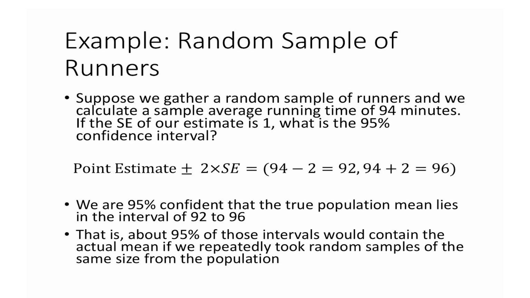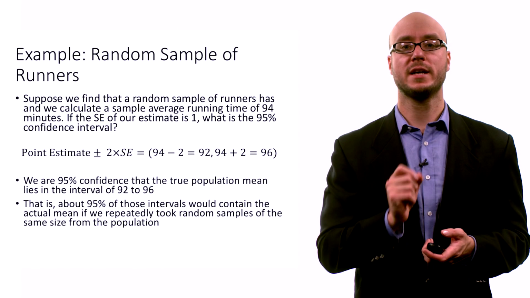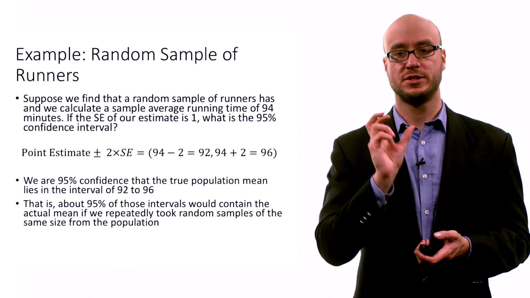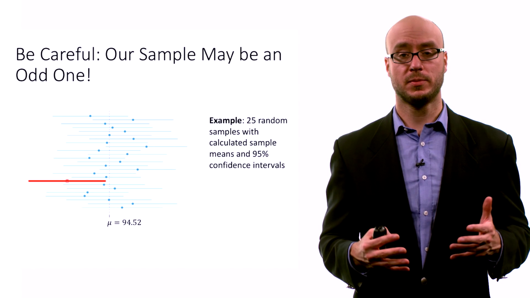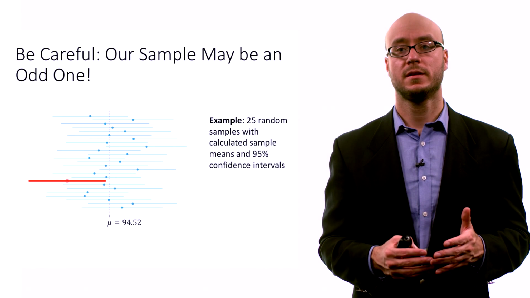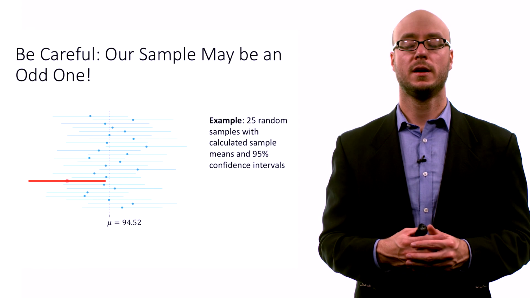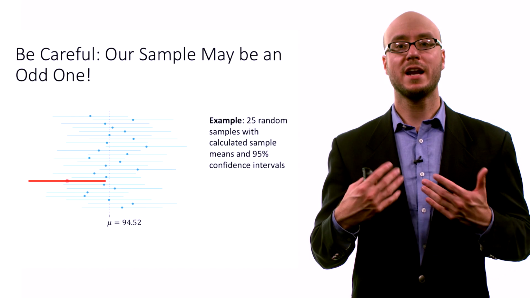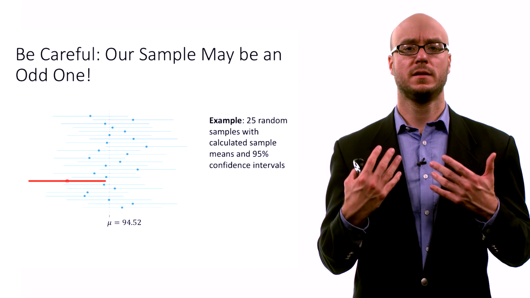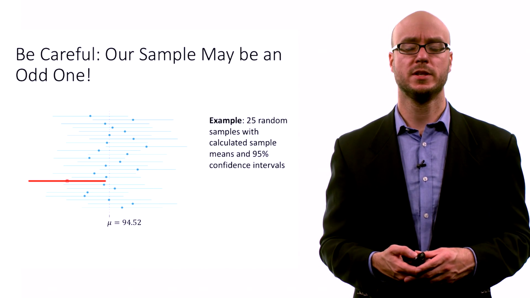To put it another way, about 95% of intervals we'd expect to contain the true population mean if we repeatedly took random samples of the same size from the population, each time calculating a point estimate and calculating plus or minus 2 times the standard error. Right? Of course, our sample could be an odd one. In reality, it's possible that our true population parameter lies outside our interval. Right? But we're 95% confident that the interval contains the true population mean.